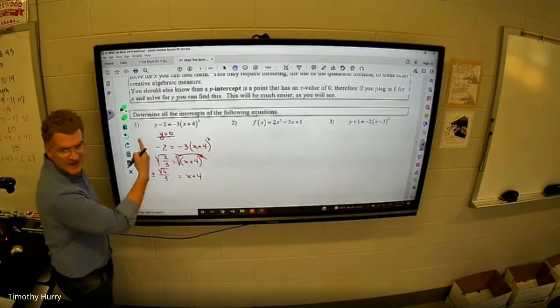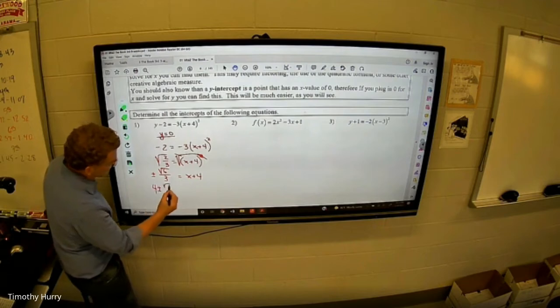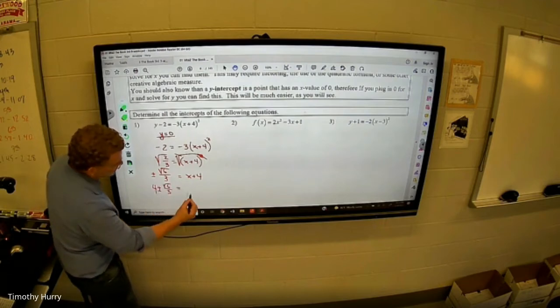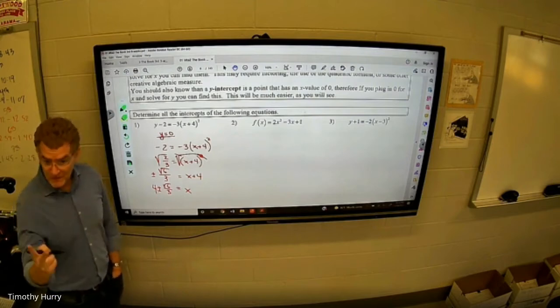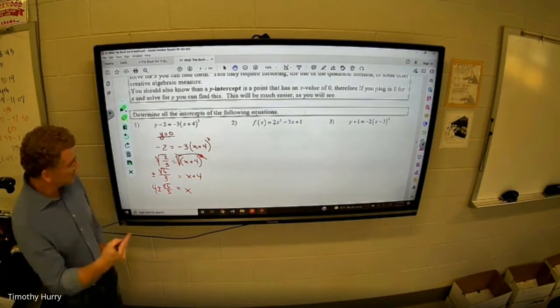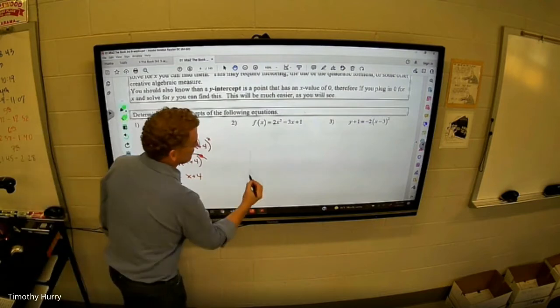And then the last step would be to do what? Add 4. Now, what in the world does this mean to you for x-intercepts? It means you have what? 2 x-intercepts that are located there. Well, what does that mean? If I told you to plot that.